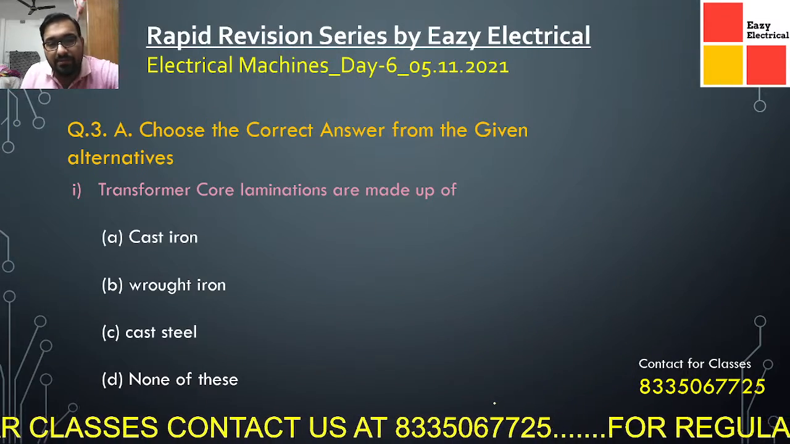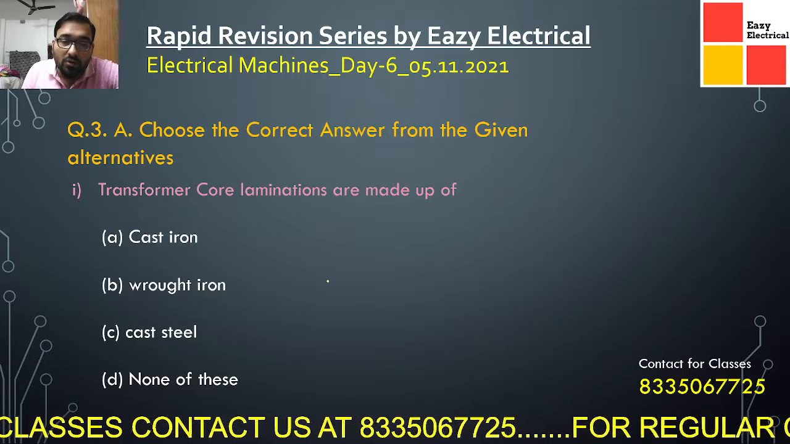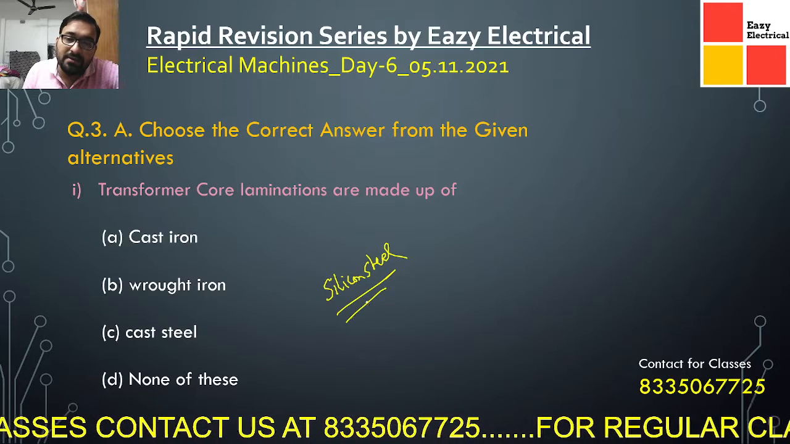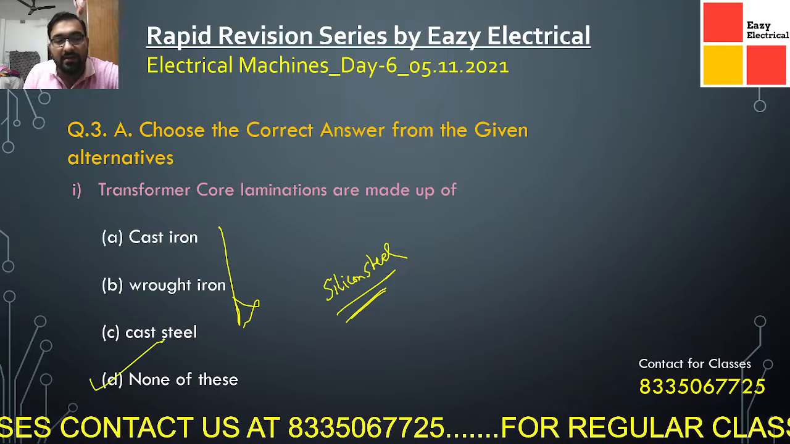Now coming to the next question. The transformer core laminations are basically made up of silicon steel. Silicon steel is the material that is used for transformer core laminations. None of these options are correct, so none of these will be the correct option.